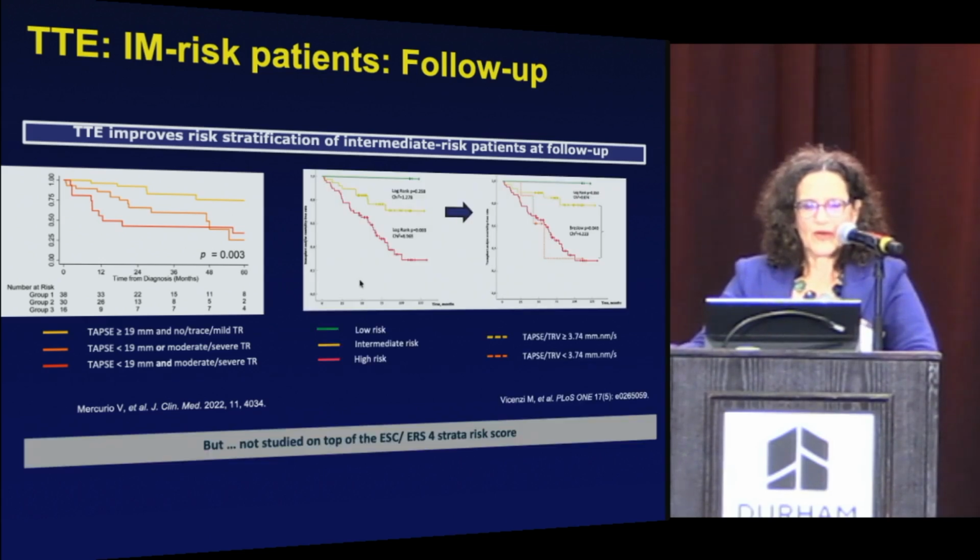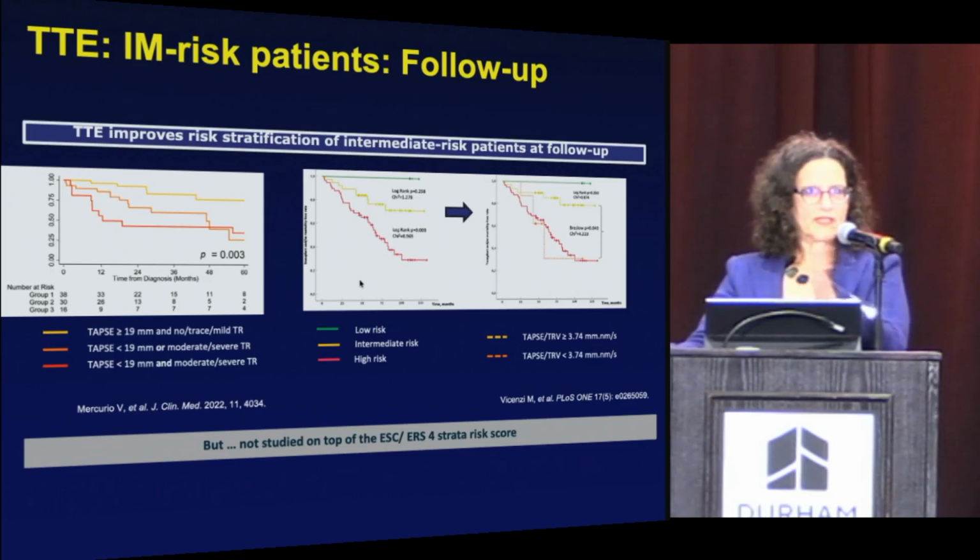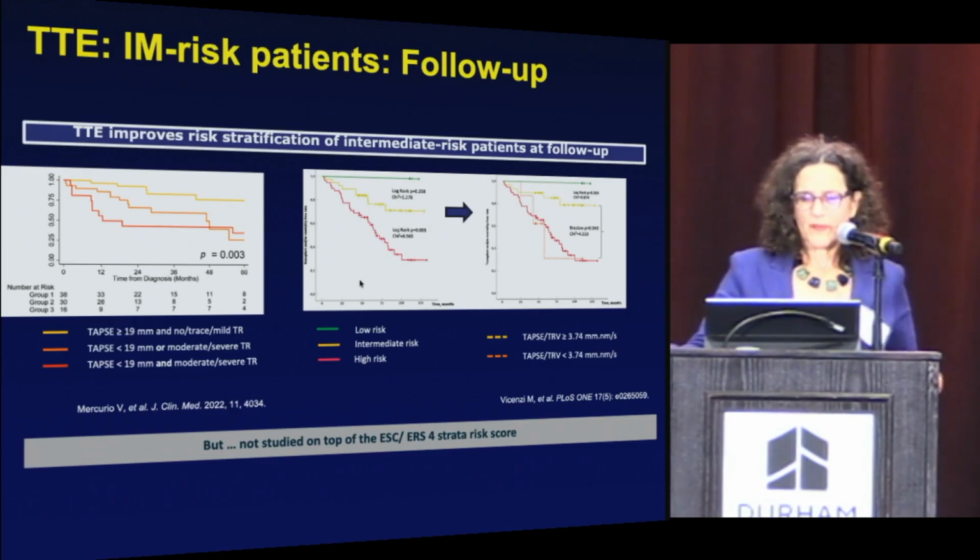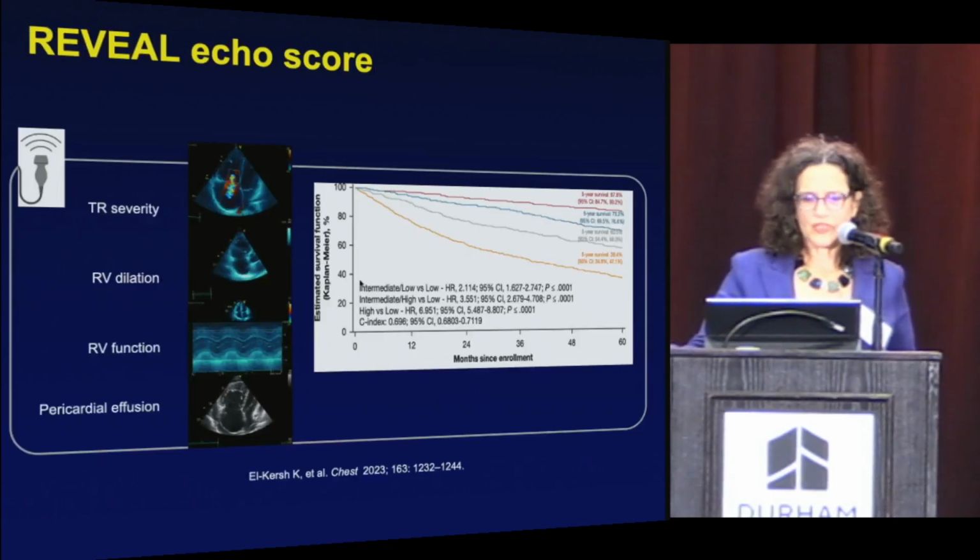And then there are others looking at TAPSE and TR again on the left, and TAPSE-TR velocity on the right. And these studies show the prognostic impact of those measurements, but none of these studies that I'm going through with echo looked at it on top of the non-invasive risk stratification. So that's an opportunity we have for further research.